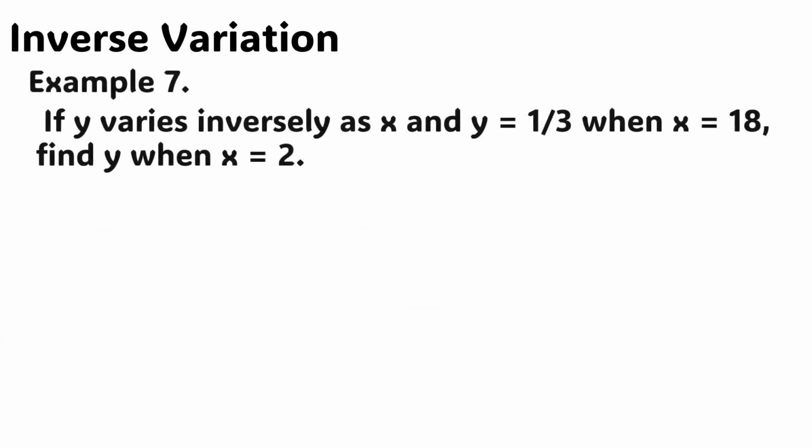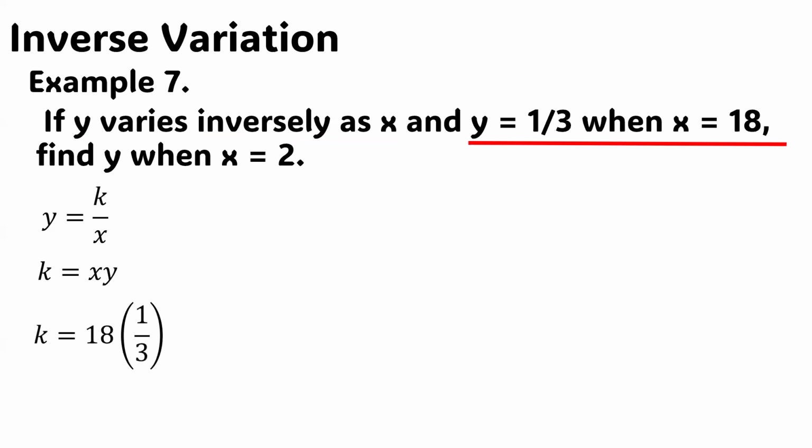Let's have example number 7. If y varies inversely as x and y is equal to 1/3 when x is equal to 18, find y when x is equal to 2. Again, y varies inversely as x. So meaning y is equal to k over x. Then find the constant where k is equal to x multiplied by y, where y is equal to 1/3 when x is equal to 18. Substitute lang natin yung given values sa x and y, where k is equal to 18 multiplied by 1/3. So 18 times 1 is 18 over 3.